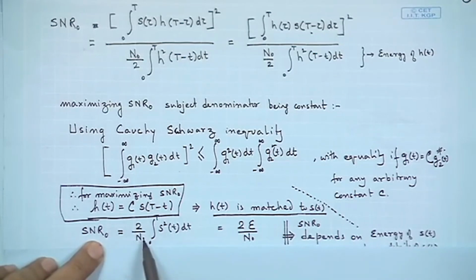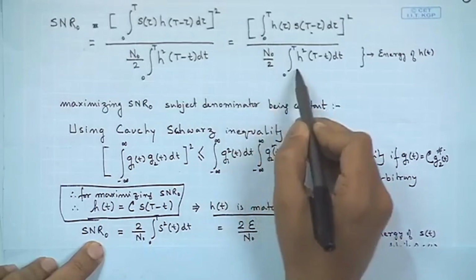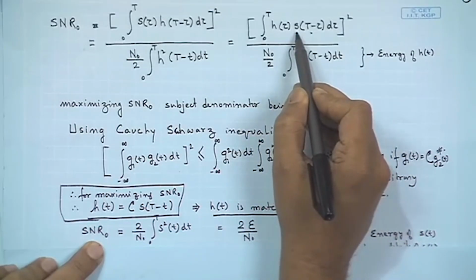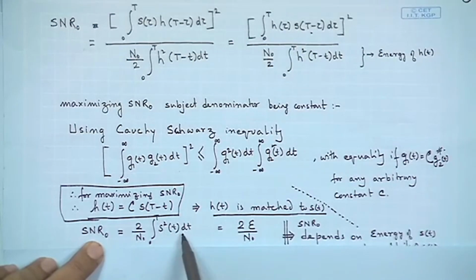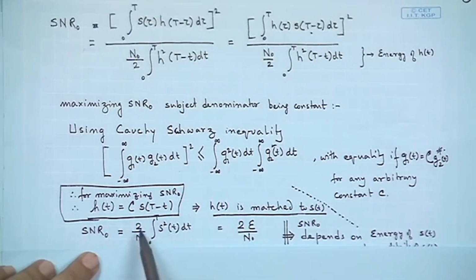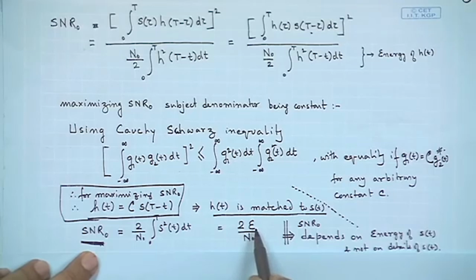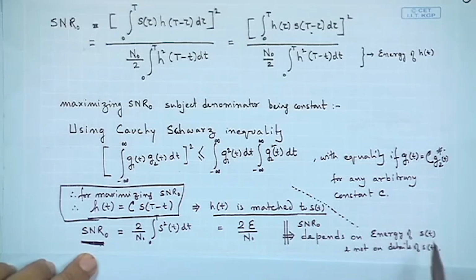Now, if you use this expression, you should be able to calculate the SNR at the output. It is 2 upon n naught, and this and this one will cancel out, and you will be left with s squared of t. S squared of t is the energy of the signal. So, what you have is 2 multiplied by the energy of the signal upon n naught. What it tells is that the maximum value of output SNR is equal to twice the energy of the signal upon the noise power spectral density. That is, it depends upon the energy of s of t and not on the details of s of t.